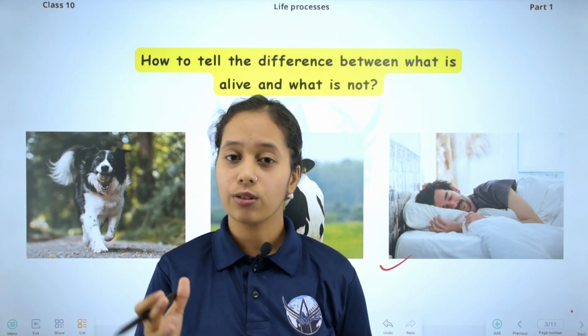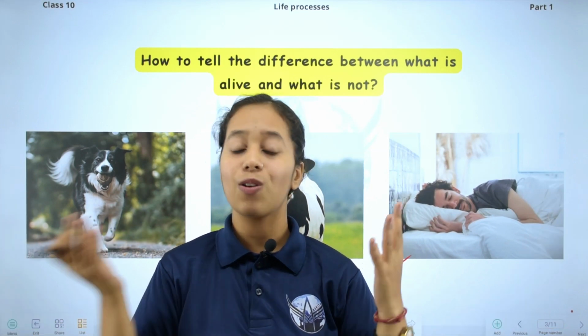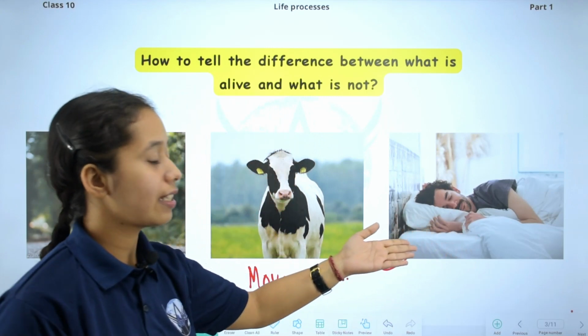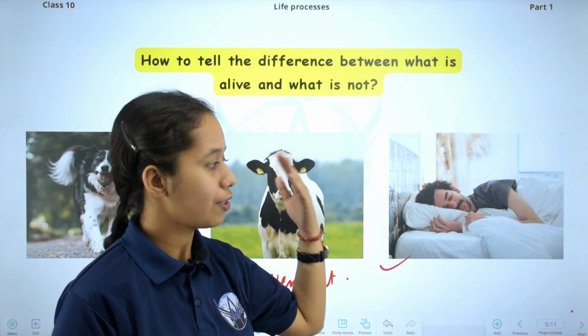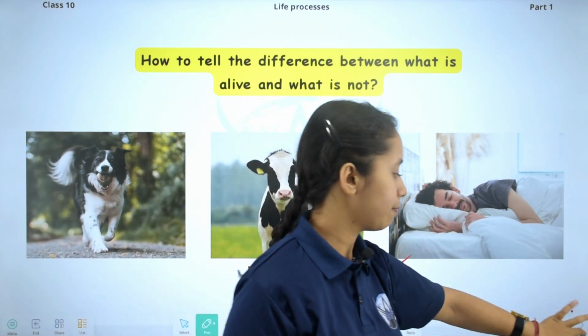Although they are not big movements, like moving from one point to another, these are also movements. They are small movements. So even though this person is sleeping, he is breathing and he is showing some movement. Hence, this person is alive. Now let us move on to plants.